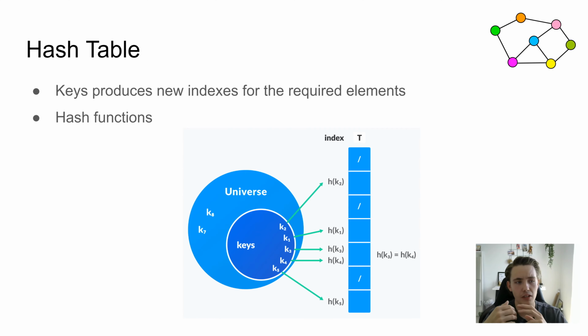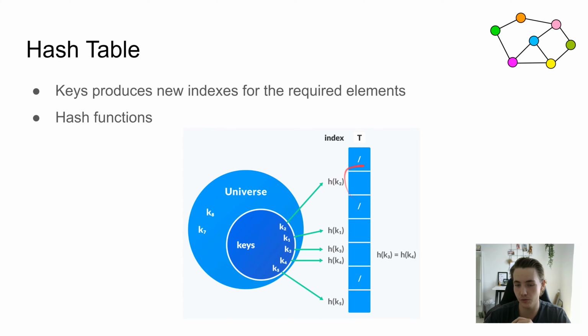If we now talk about the hash table, then we have the key that produces the new index for the required elements. So let's say here we have our universe, and then we have the keys here that are indexes for the elements that we have stored. So in this case here we have some different kinds of keys.